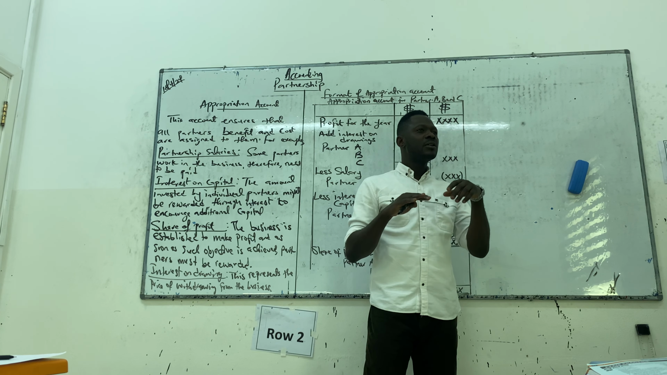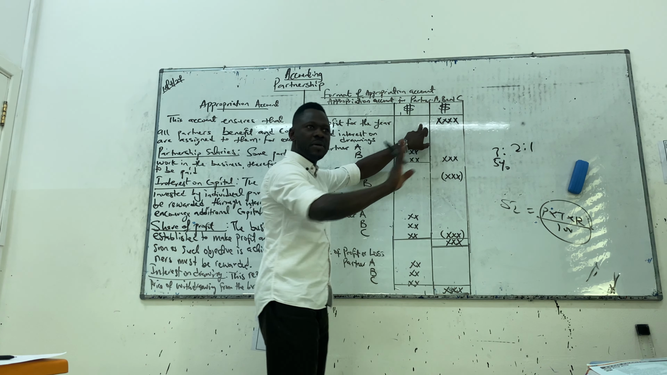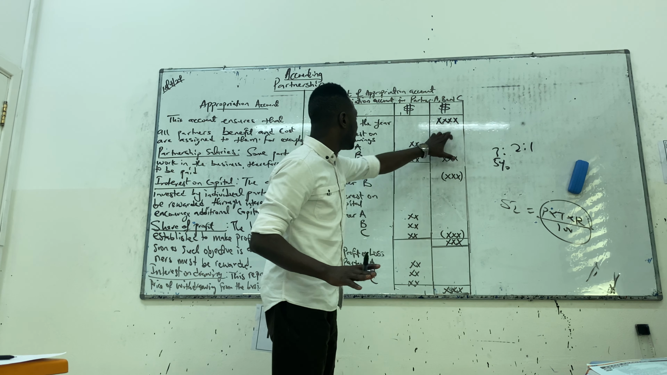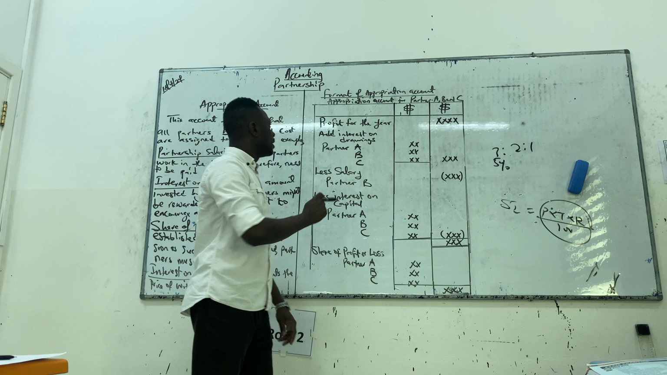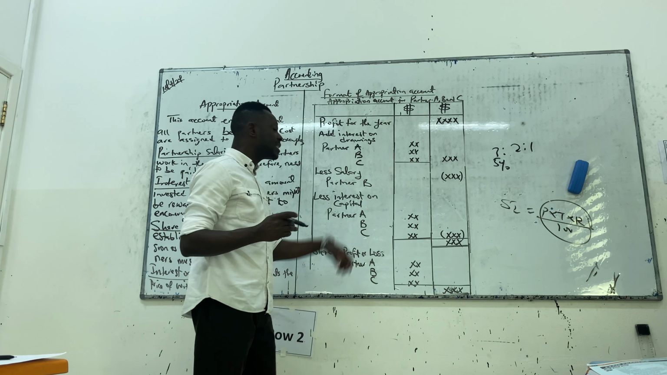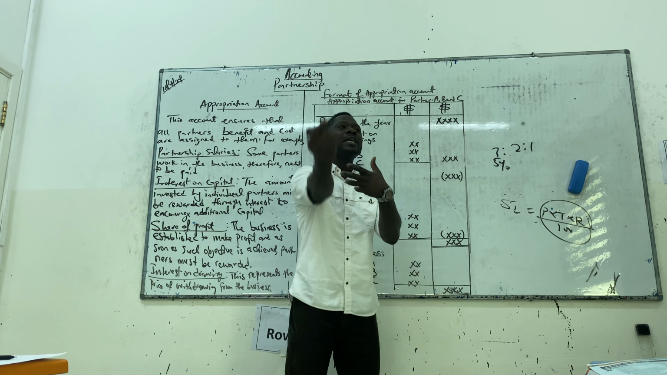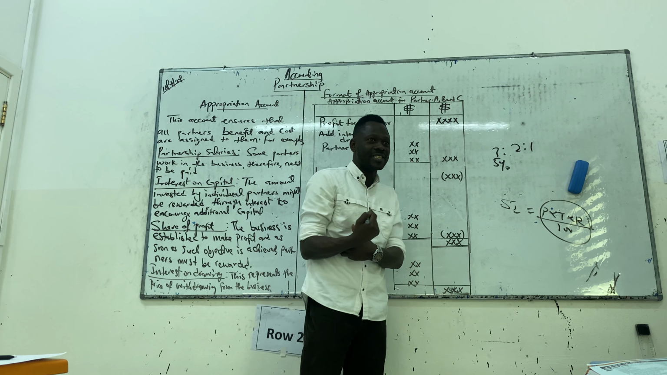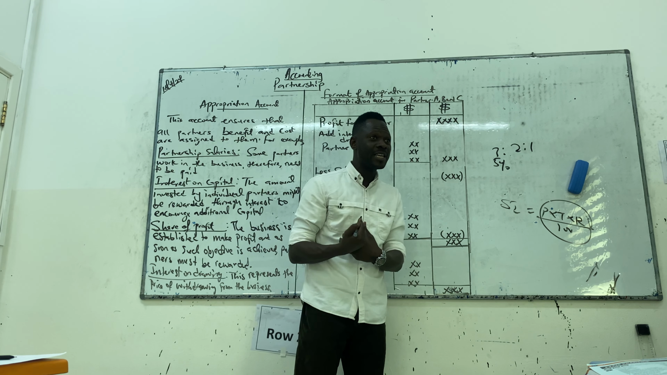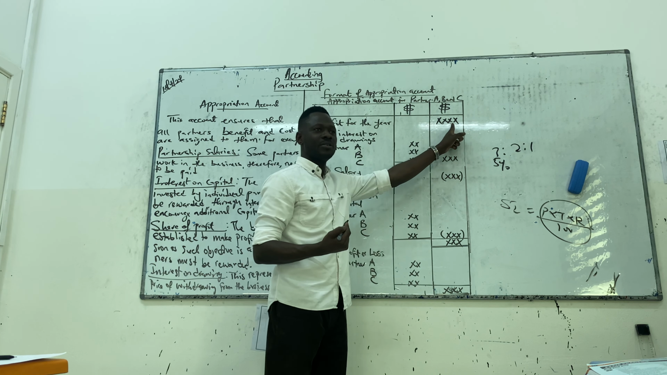Great. Now, this is the format for an appropriation account. The profit will have been made, yes or no? So as soon as the profit is made, we have it on record. Then we add interest on drawings, because interest on drawings represents the amount of money coming into the business. So it's an income, yes or no? So you add it to the profit.